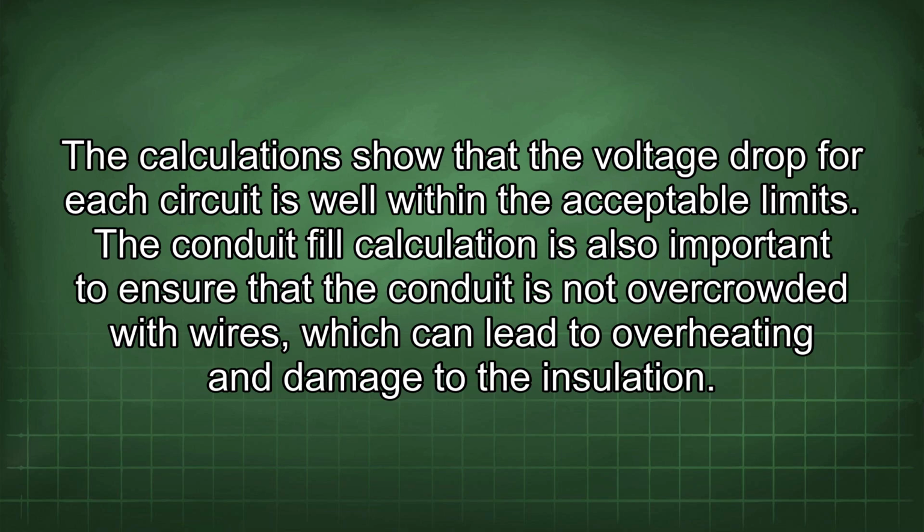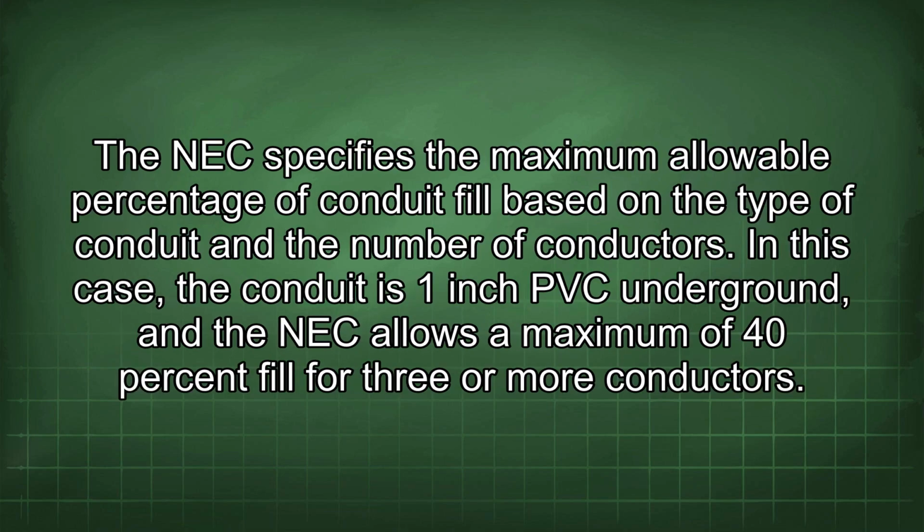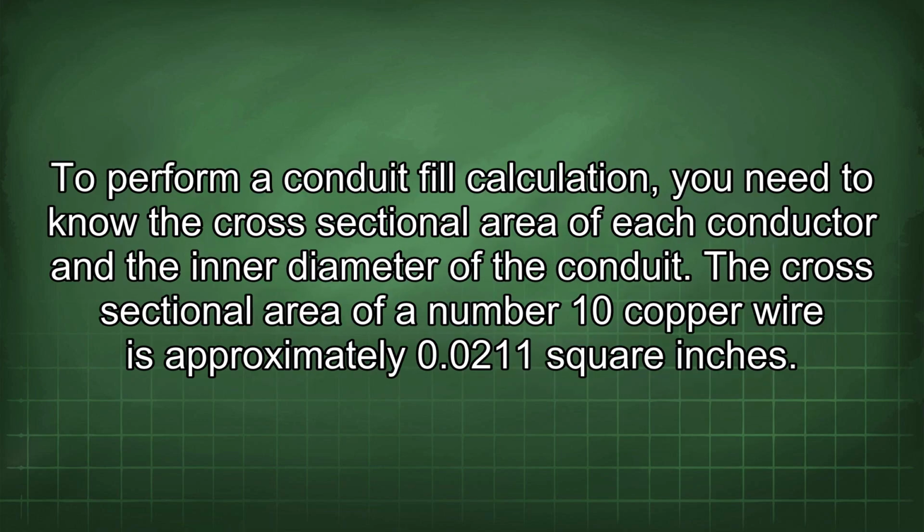The conduit fill calculation is also important to ensure that the conduit is not overcrowded with wires, which can lead to overheating and damage to the insulation. The NEC specifies the maximum allowable percentage of conduit fill based on the type of conduit and the number of conductors. In this case, the conduit is 1-inch PVC underground, and the NEC allows a maximum of 40% fill for 3 or more conductors. To perform a conduit fill calculation, you need to know the cross-sectional area of each conductor and the inner diameter of the conduit.